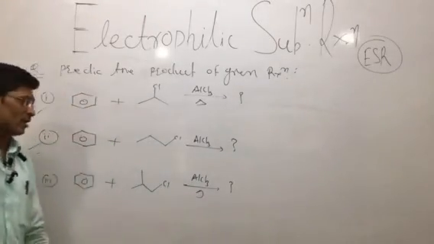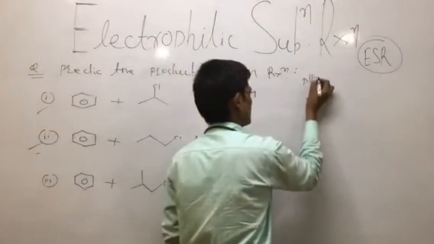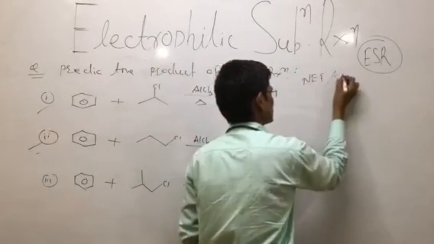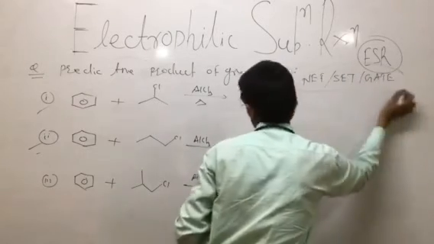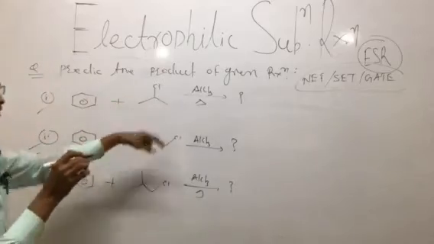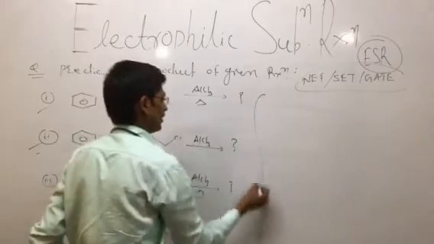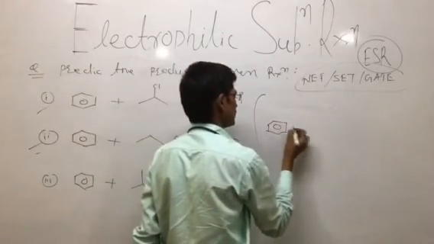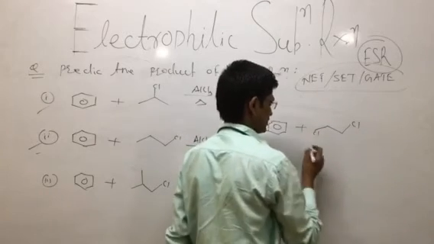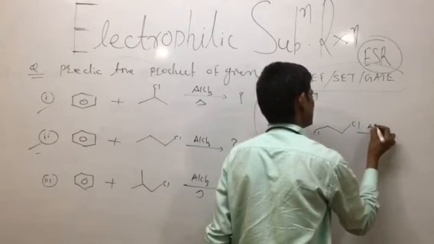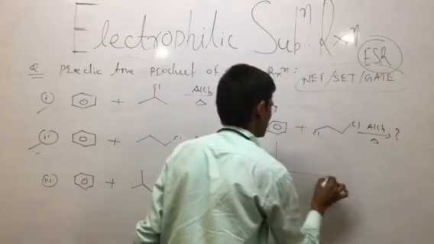It may be an MSc postgraduate exam as well as NET, SET and GATE exams. These types of competitive exams ask you to predict the product with mechanisms. What is the product? It is the Friedel-Crafts alkylation. Again we have these types of molecules, vicinal dihalides, with AlCl3. What is the product? Very important. Again we provide these types of reactant molecules.